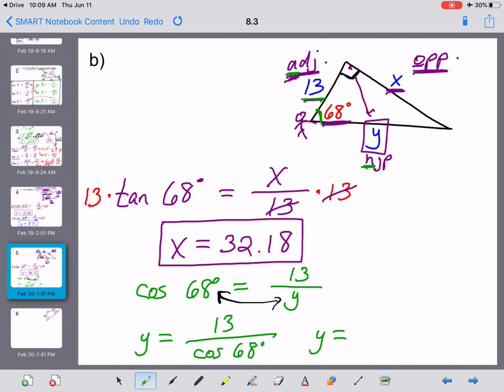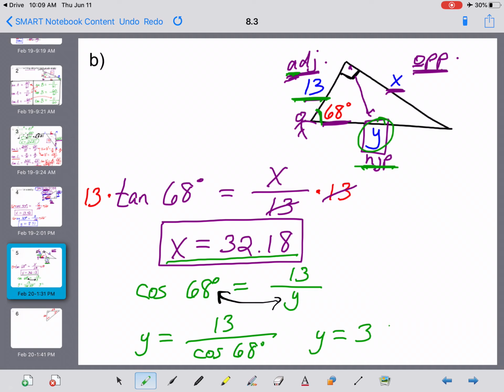Okay, so that's an expression now we can put into our calculators. I'm going to type in 13 divided by the cosine of 68. Now before I hit enter, let's think about y. We know that y is the hypotenuse of our right triangle, so it has to be the longest side. That means that this y has to be longer than 13, but it also has to be longer than this x value of 32.18 that we came up with before. So I'm expecting something bigger than 32.18.